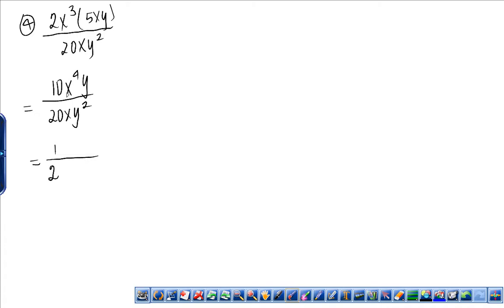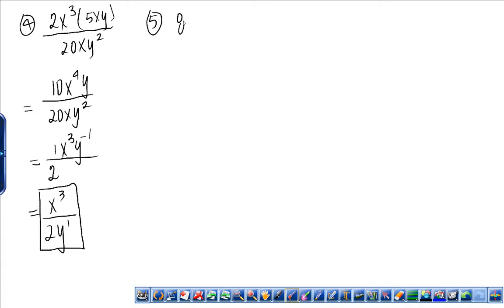Remember, when you're dividing x to the 4th over x to the 1st, you're subtracting. So that's going to give you x, 4 minus 1, which is x to the 3rd. And this is a 1 minus 2, so that's going to give you y to the negative 1. With no negative exponents, that's going to give me x to the 3rd. My 2 stays down here, and my y needs to move to the bottom to give me a positive exponent.